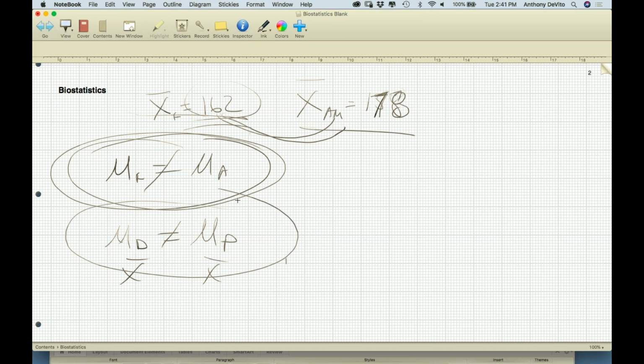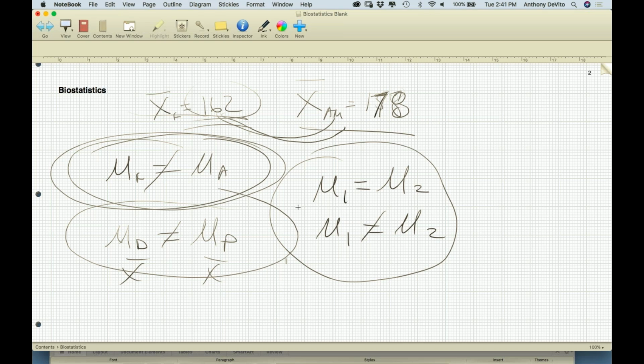So I'm always going to be stuck here trying to decide whether the mean of group 1 is equal to the mean of group 2 or they're different from each other, right? They're two different population means. Notice I'm always talking about population means. Even though I'm only working with means of samples, it's really the population that I'm interested in.